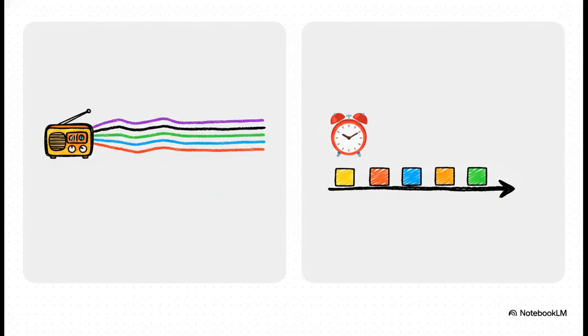Then you have time division multiplexing, TDM. This is more like a single-lane toll booth. Everybody uses the same road, but you share it by taking turns. One car goes, then the next car, then the next.